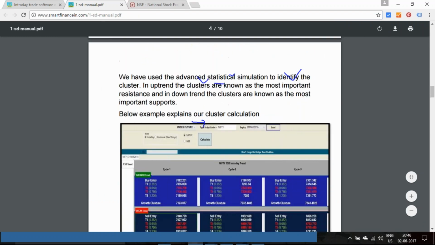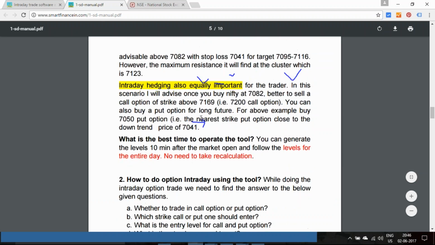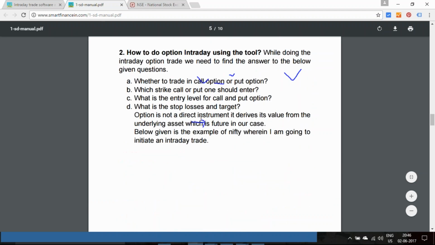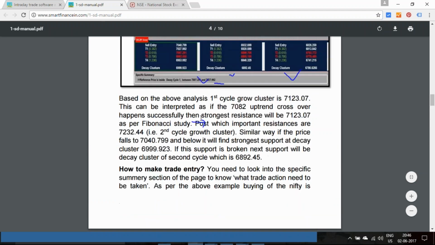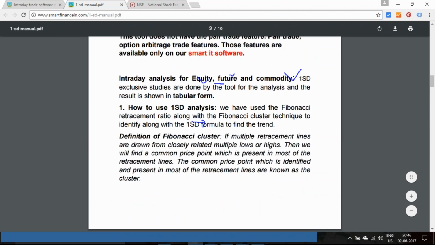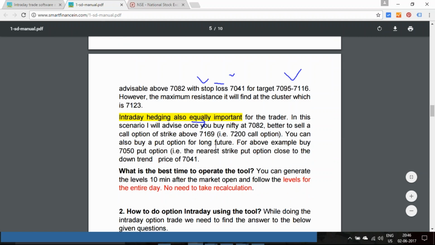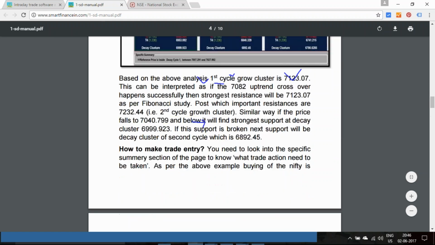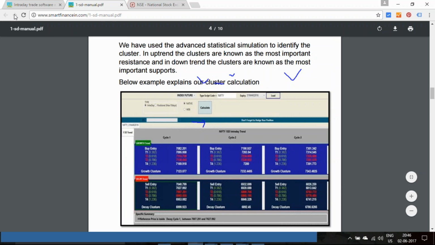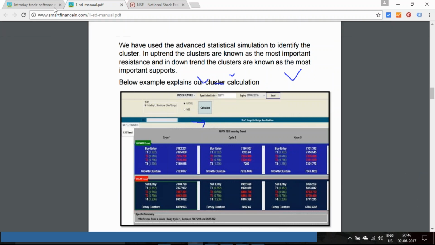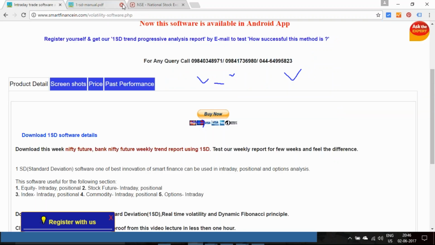So the question Mr. Nainas Mokwanais has asked is, what is a cluster? This too is explained here. First, I have given the definition of a Fibonacci cluster here. And many of you ask what time I should take these things; that I have also explained here, with an example. So if you download this particular document associated with this software and read through it once, it is clear what this tool is.